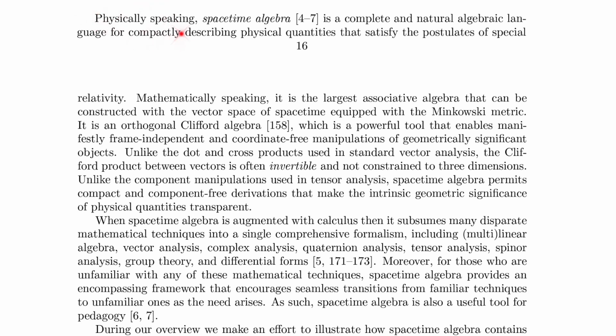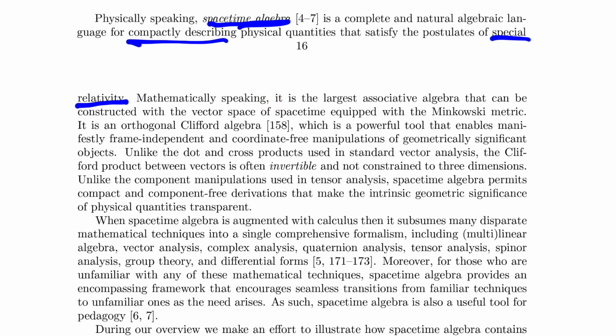Physically speaking, space-time algebra is a complete and natural algebraic language for compactly describing physical quantities that satisfy the postulates of special relativity. So right away, that first sentence is very optimistic. It's very exciting, right? We have a mathematical structure that compactly describes special relativity. Now, we've already had one that describes Newtonian relativity, right? Or Newtonian, or I guess Galilean relativity. But bonding everything together into something that naturally describes special relativity is definitely exciting.